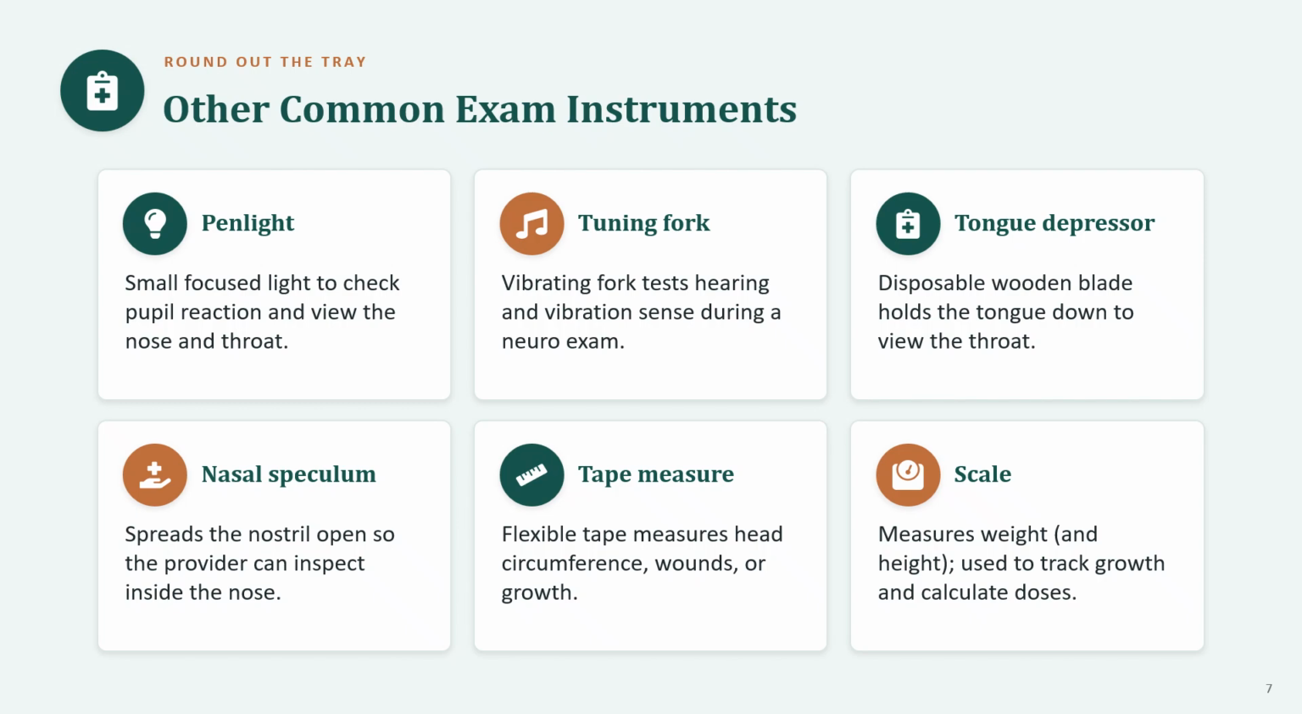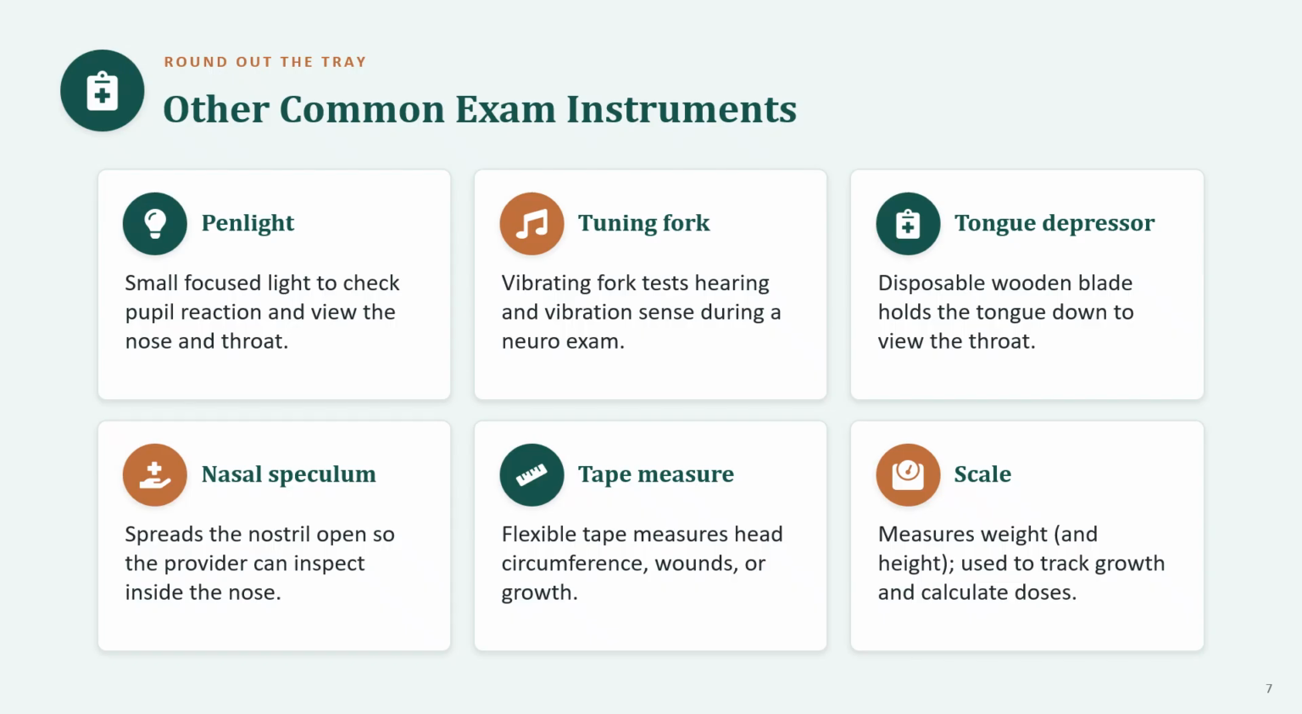Beyond the core six, a general exam tray usually holds several smaller instruments, and you should be able to name each one and say what it does. The pen light is a small focused flashlight. The provider shines it to check how the pupils react and to light up the nose and throat.